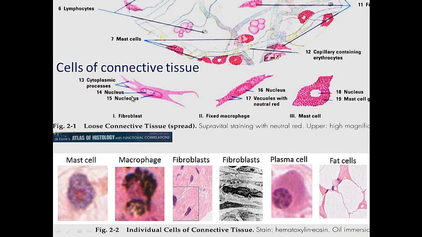So we can see the main cell is a fibroblast. There's this nucleus. It kind of looks like a greyhound running with its projections of its cytoplasm. There's also a macrophage and a mast cell with lots of granules, and we can kind of see those cells in through there. Some fat cells. So if we look at these, here's a mast cell. There's a nucleus and the deep blue granules. And then here is a macrophage.